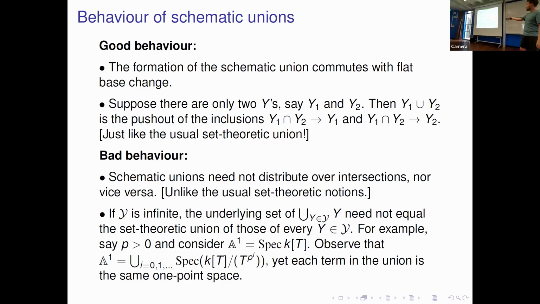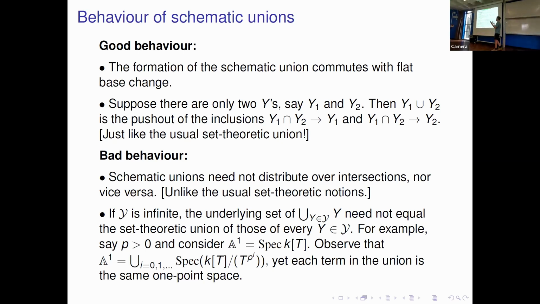Secondly, suppose you're taking the schematic union of just two of these Y's. Then the union is just a pushout of these inclusion maps. And this is precisely the same thing as in the set theoretic case. So yeah, in that very small categorical sense, it behaves like what we want it to. But bad behavior: schematic unions need not distribute, nor vice versa, unlike the usual set theoretic notions. And secondly, the more relevant bad behavior here is when your set is infinite.